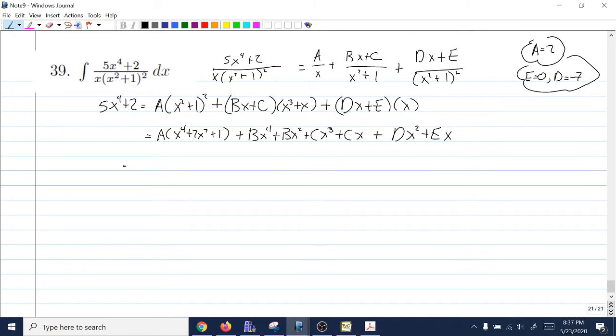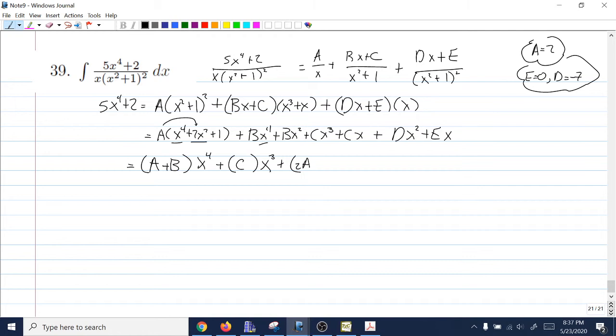Let's group by powers of x. I'm going to have some x to the 4ths. How many x to the 4ths? A, check, plus b, that's it. How many x cubeds? C, is that it? That's it, c x cubed. How many x squareds? 2a. It's easy to forget the a needs to come into here. Keep in mind everything here should have an a or a b or a c at the end.